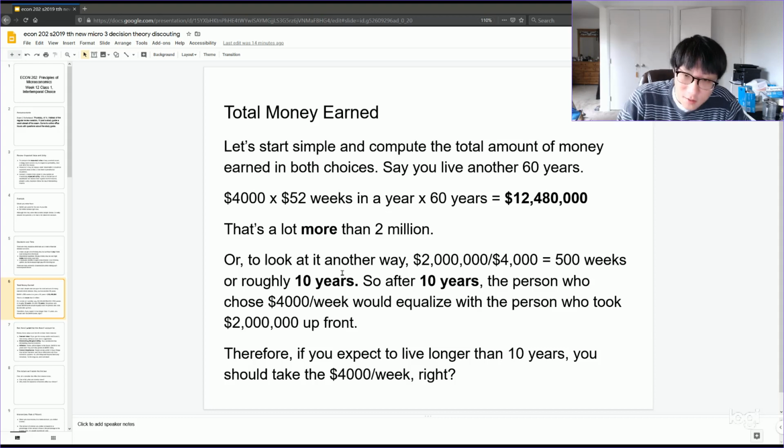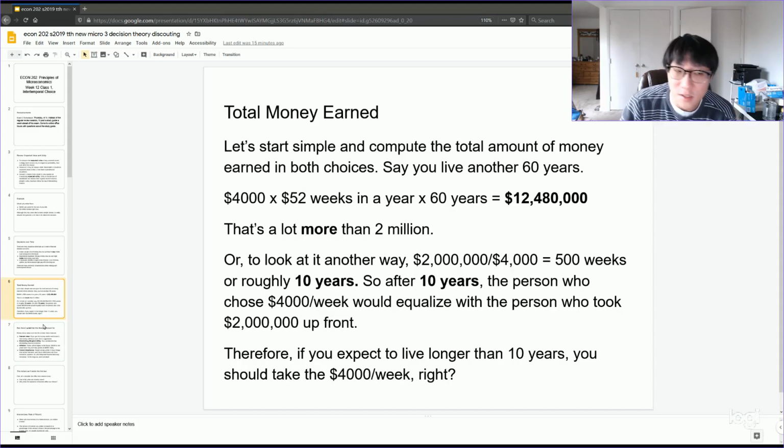Or here's another way to look at it. If you divide 2 million by 4,000, that would be 500 weeks, or roughly 10 years. So basically, after 10 years, the person who chose the $4,000 a week option would receive $2 million, just like the person who took $2 million up front. So by this simple accounting, you probably would conclude that the $4,000 a week is the better option, as long as you expect to live for more than 10 more years.